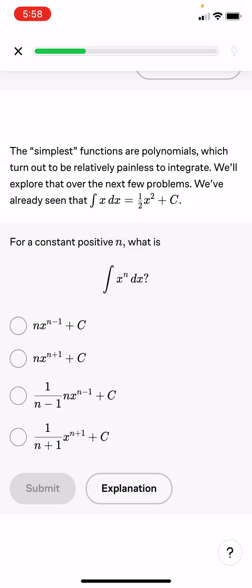So n is a polynomial. Definitely. I know this would be a power minus 1. It would be either this or this. For a constant positive n, so we probably wouldn't just be this, huh? And minus 1. Maybe not.